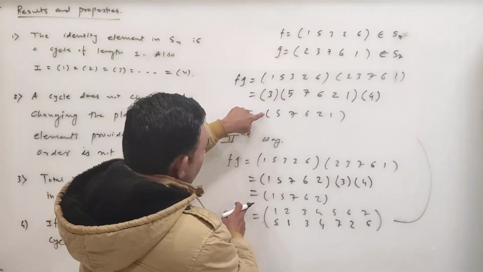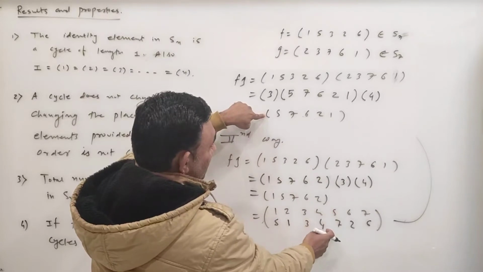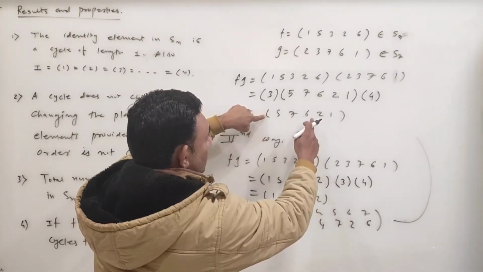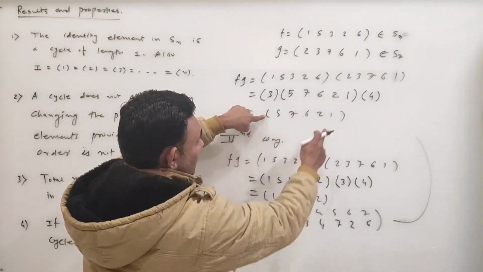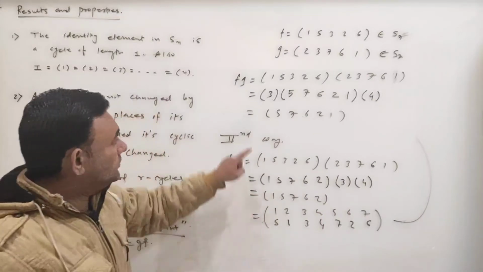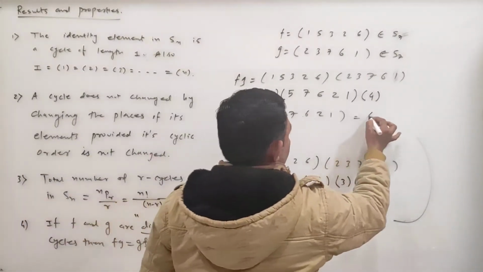But what does this one represent? Image of 5 is 7, image of 7 is 6, image of 6 is 2, image of 2 is 1, and image of 1 is 5. And the remaining are as it is. So this represents the same one. Or you may see it in this way also.